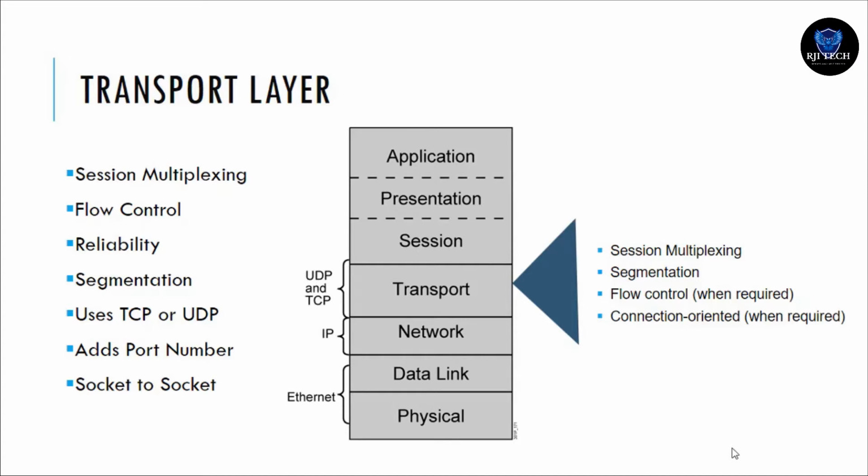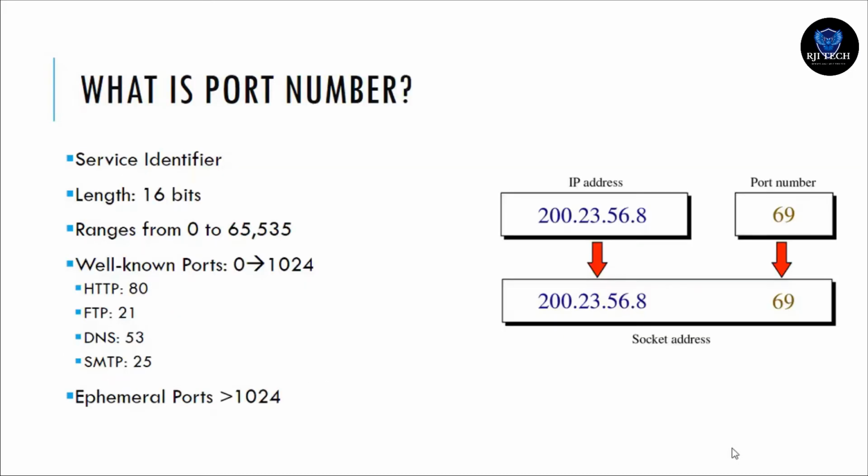It's responsible for dividing data into segments and adding the port number, and the port number is a very important identifier to identify the type of service requested from the client to the server, or from the source to the destination. It is responsible for the communication socket to socket. And let's see what a socket is. The socket is a combination, as we can see in the diagram, of the IP address that we have talked about and the port number that we need to talk about now.